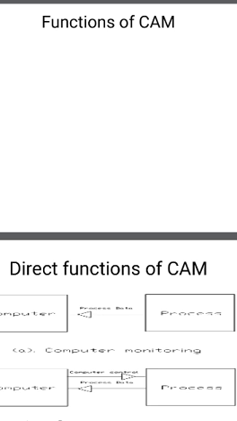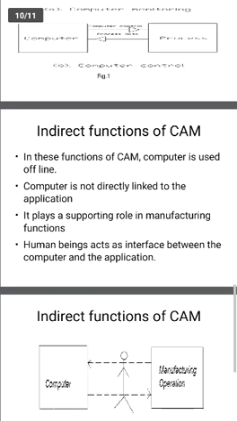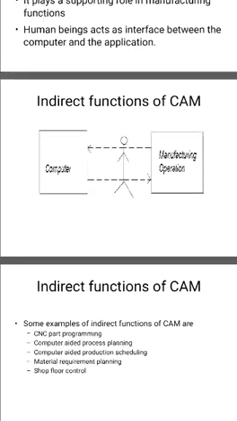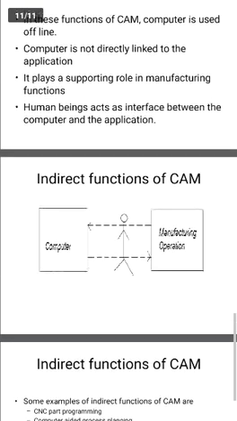Okay. Writing the program, feeding the system, and getting the output from the machine, that is called direct. Whereas indirect means writing the bill of materials, how much material cost, how much labor cost, manufacturing planning, all these are indirect. These are different types of functions in CAM software. Examples of indirect functions are CNC part programming, computer aided process planning, computer aided production schedule, materials requirement planning, shop floor control. These all are examples of indirect functions of CAM.